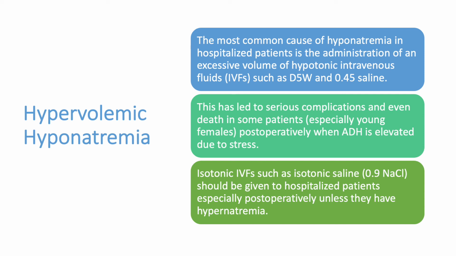So, in hospitalized patients, unless the patient is hypernatremic, stick with normal saline, isotonic saline, or lactated Ringer's, something that is isotonic to the plasma. Do not give D5W or half normal saline unless there is a reason. What's the reason? The reason is hypernatremia. Okay, so that should be clear, should be easy enough to do, and then we can avoid many, many complications and issues.